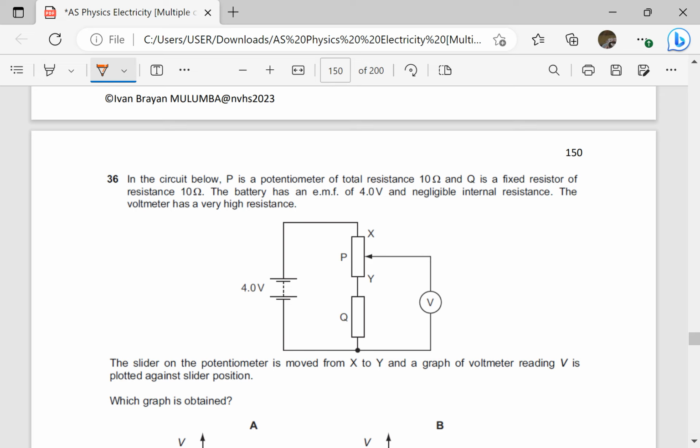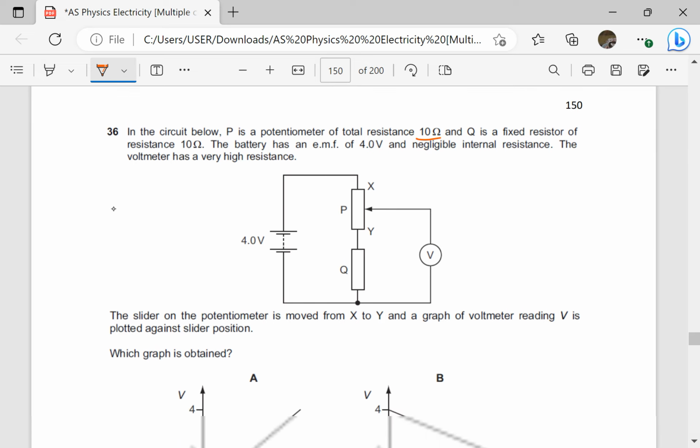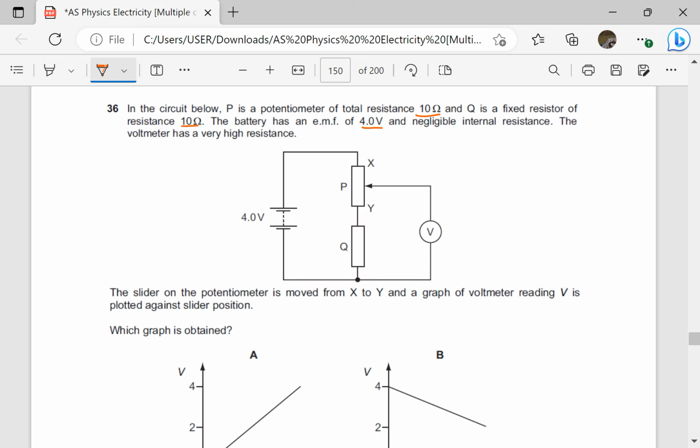In the circuit below, P is a potentiometer of total resistance 10 ohms. Q is a fixed resistor of resistance 10 ohms. The battery has EMF 4 volts and negligible internal resistance. The voltmeter has a high resistance. That means no current flows through the voltmeter.